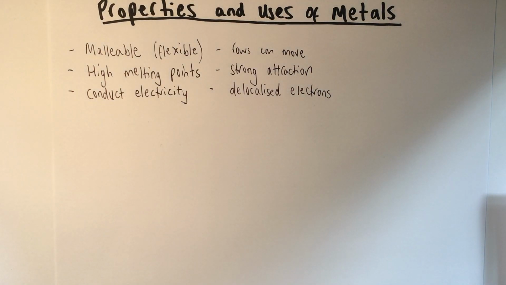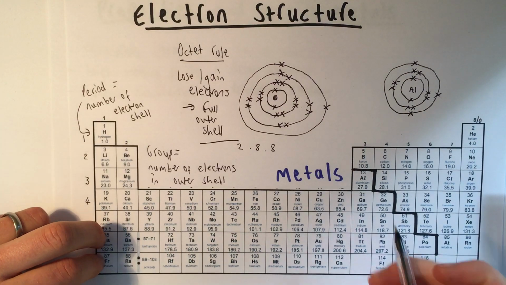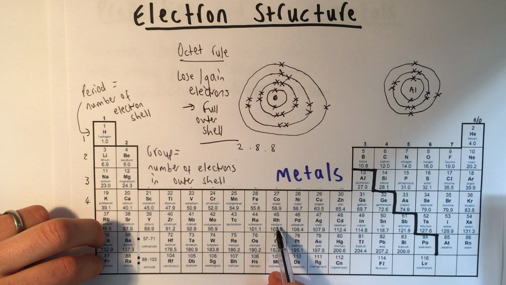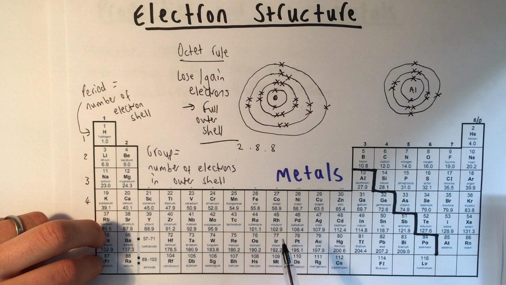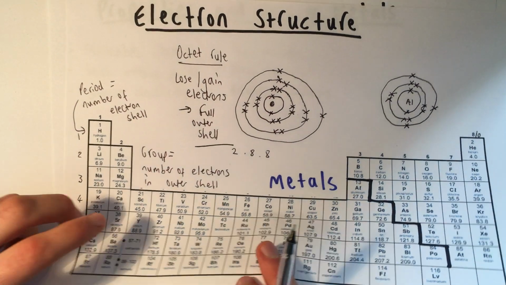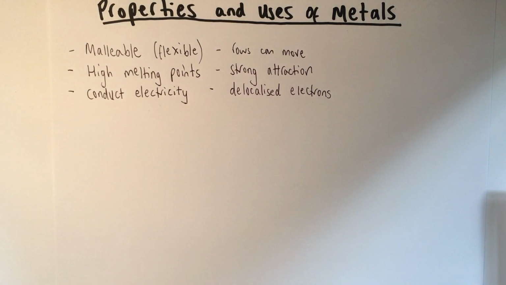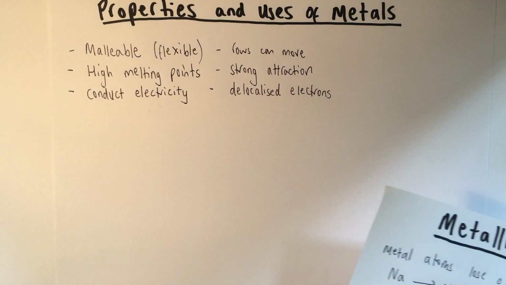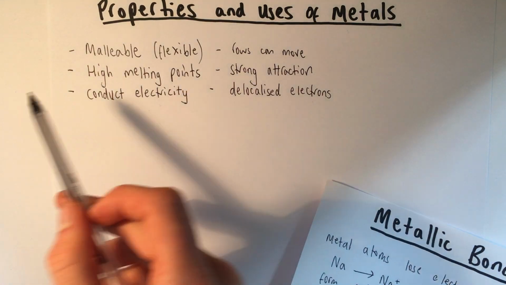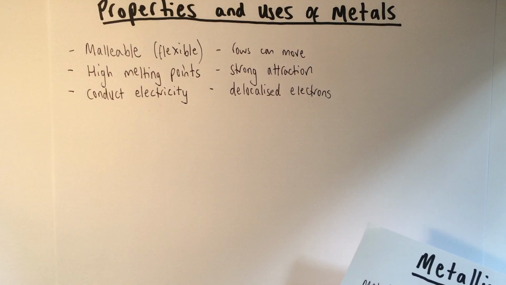Okay, so if I had an exam question that said, does rhodium have a high or a low melting point, and explain why? Even though I've not heard of that before, if I looked at my periodic table, I would see rhodium, that is a metal because it's on the left-hand side. That must mean that it's got a high melting point because of the strong attraction between the positive metal cations and the delocalized electrons. So that's why we can use a periodic table to work out the properties that something's going to have.